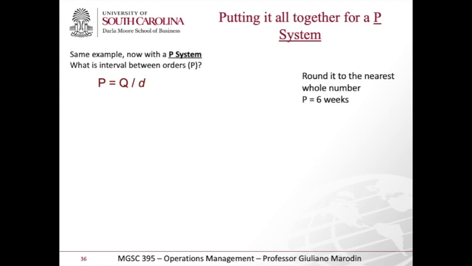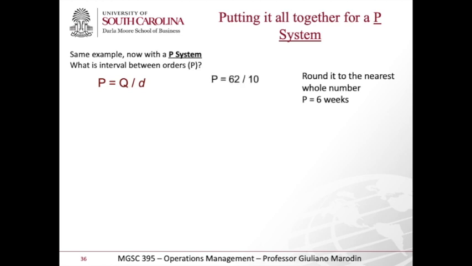Okay, so P is going to be equal to Q divided by the demand. So the quantity that I'm going to want to purchase every time, in some of the examples and problems, will be the economic order quantity that we are going to calculate, divided by the weekly demand. Okay, again, pay very much attention to that. It's a key point. Don't mix up yearly demand with weekly demand.